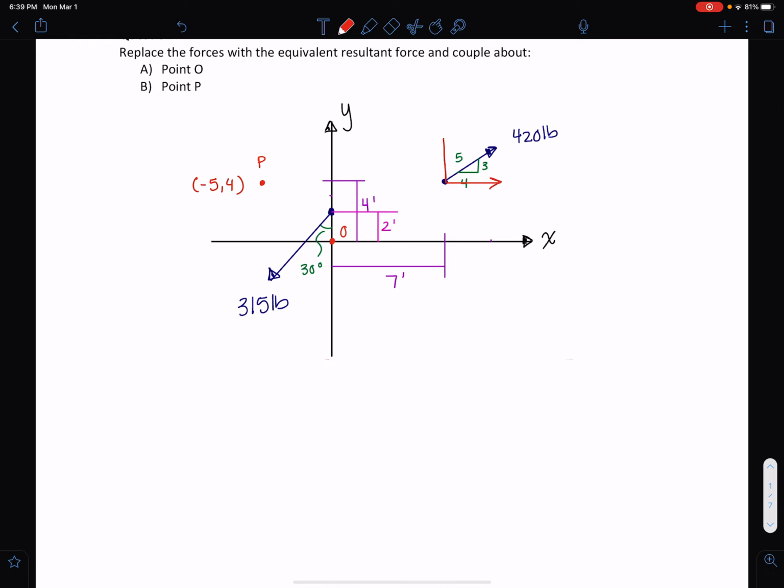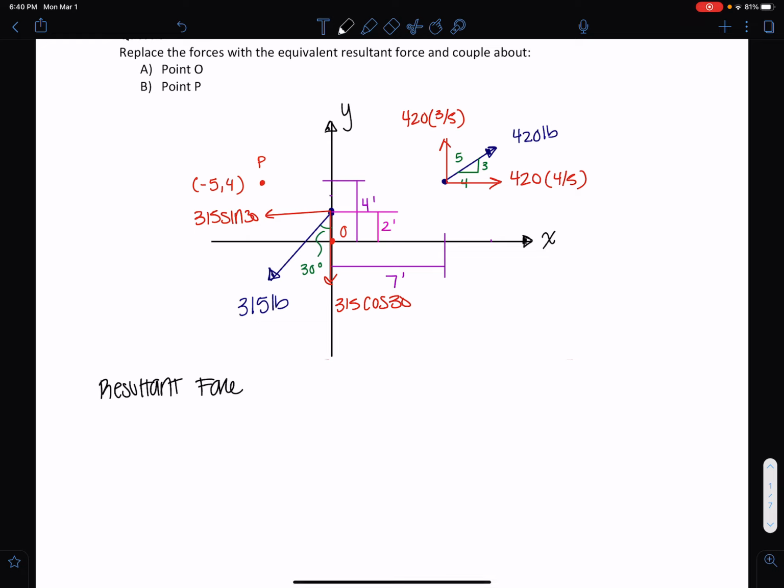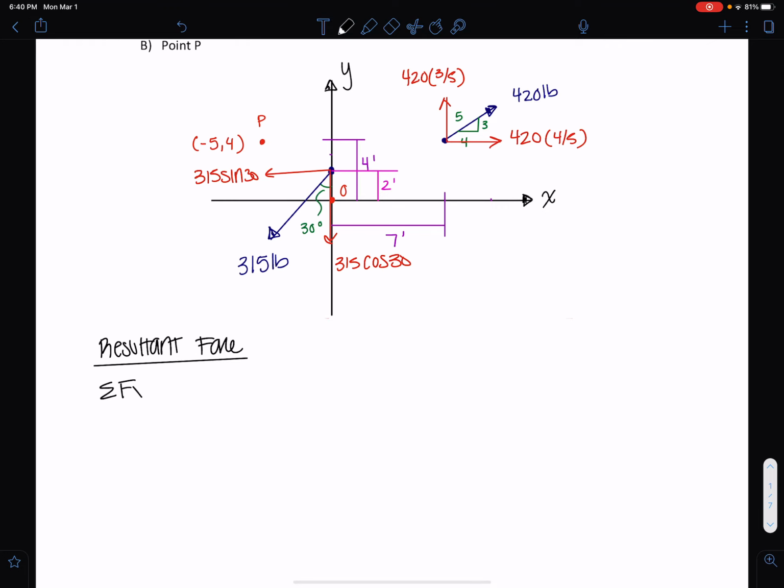So here we have two components of the force, 420 times 4 over 5 and 420 times 3 over 5. And for this force here, we have 315 cosine 30, and we have 315 sine 30. So the first thing we can do to find the resultant force, let's start by summing all the forces in the x direction.